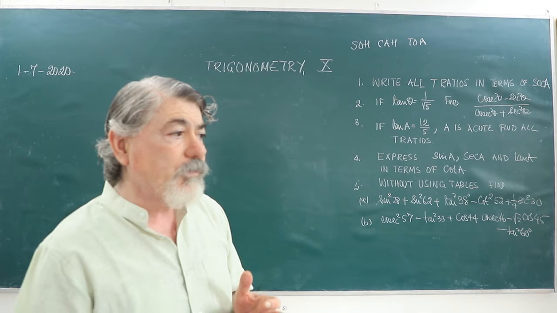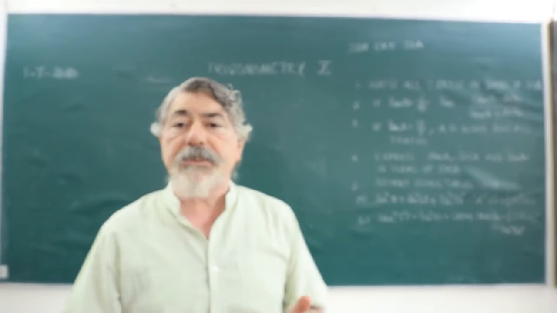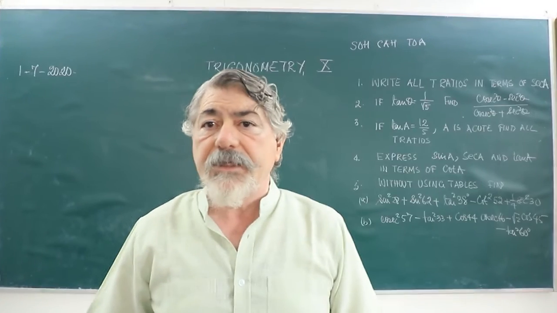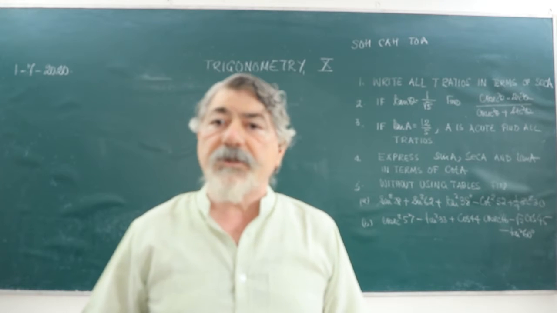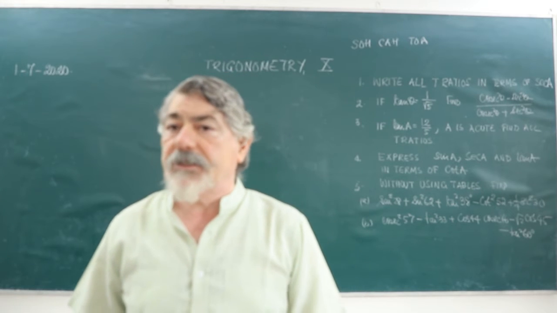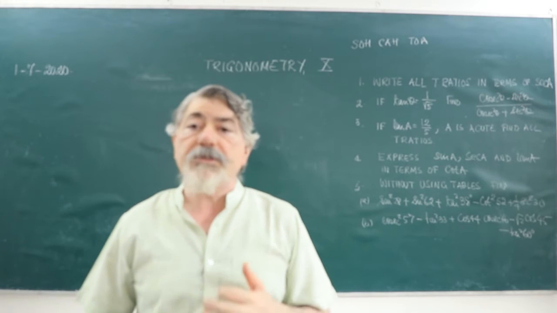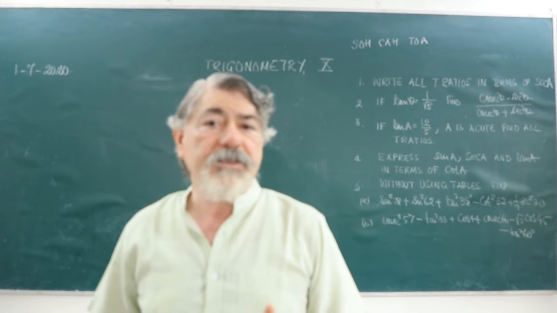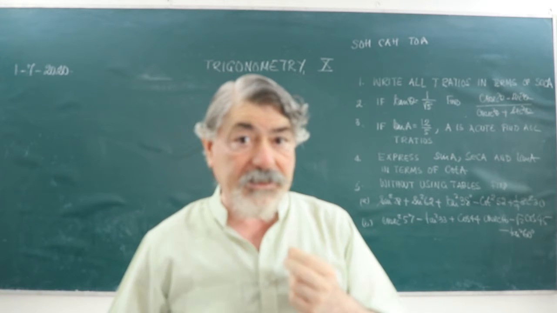Then we talked about the reciprocal relations, like sine theta is reciprocal of cosec theta, or cosec theta is reciprocal of sine theta. Cos theta and sec theta are reciprocal of each other. Tan theta and cot theta are reciprocal of each other. Then we talked about quotient relations, like tan theta is sine theta upon cos theta, and cot theta is cos theta upon sine theta.